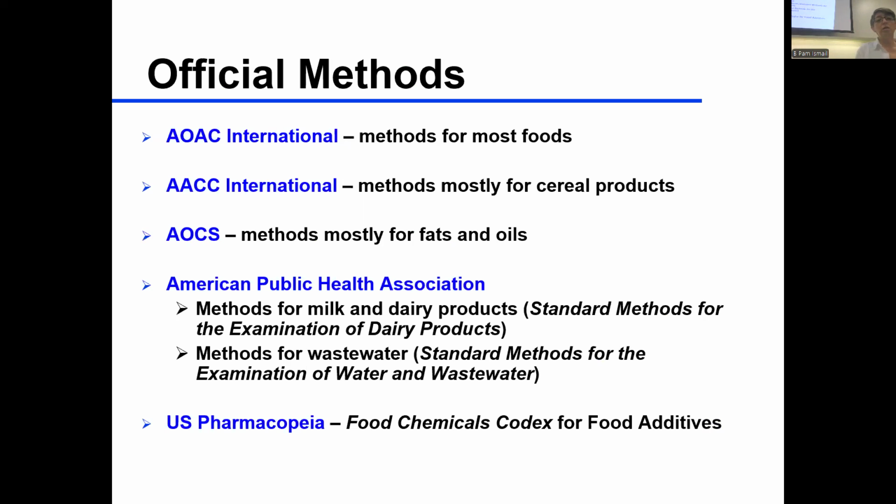So there are many official methods, and I mentioned it last time. When we say official method, that means they have been approved by an organization. And how do you approve it? Do you know how we get a method approved? Are you familiar with this at all? AOAC, AACCI, AOCS develop their methods and then they become official. Can anybody guess how they do that?